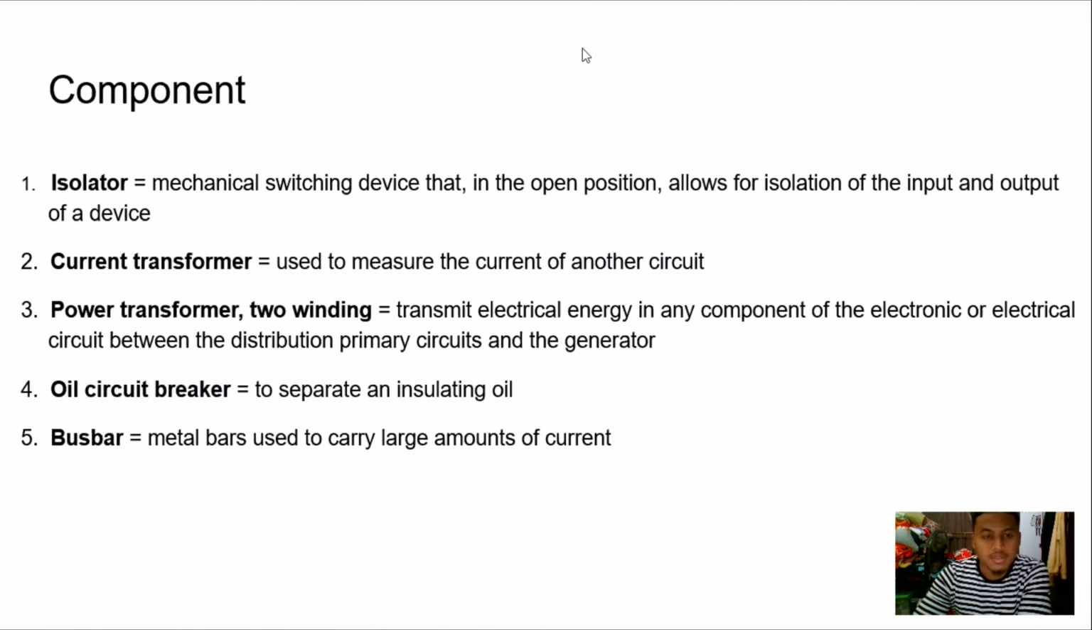My name is Ahmad Ifan bin Rosli and my matric number is DE20084. So my part is to explain the components in our single line diagram.